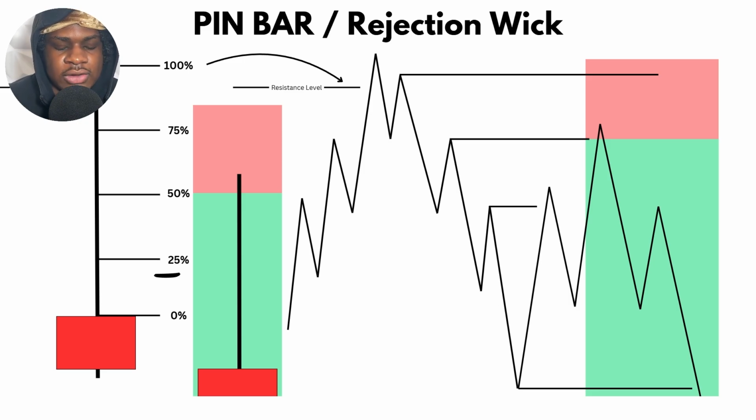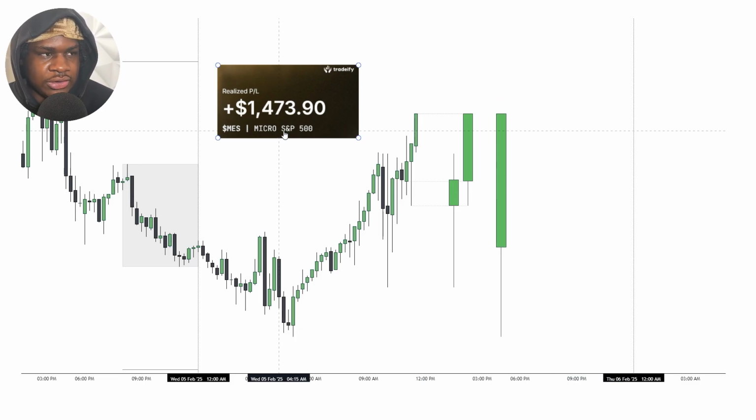Now that you guys understand what a pin bar and a rejection wick is and how we use it, I'm going to take you guys into charts and show you some live trade examples that I use myself using this one framework, and how I'm able to catch the highs and the exact lows of this range using just this one model. Now that we're on the charts, I'm going to break down this trade here, which made me a little over $1,500 using this one simple model.